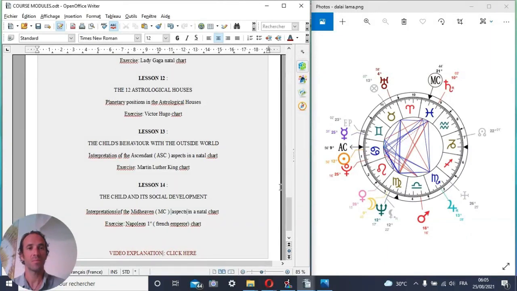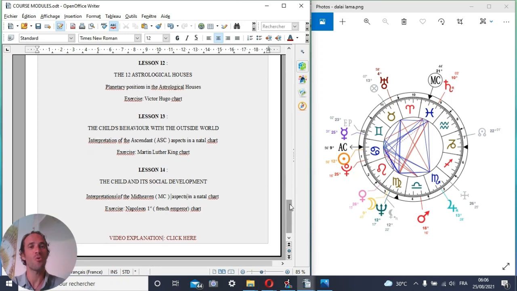Lesson 13, the child's behavior with the outside world. That means the interpretation of the ascendant with the aspects. Okay. And we're gonna finish this course with lesson 14, the child and his social development. Social development, that means the house number 10, the MC, midheaven. Okay, and we'll interpret the aspects received by the midheaven.